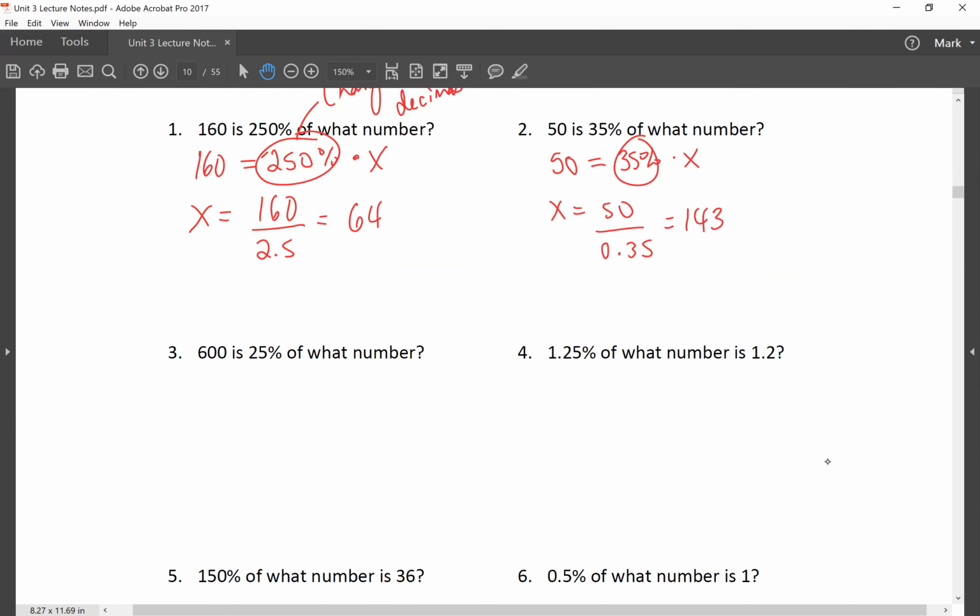Number 4 says 1.25% of, which means multiply, what number is 1.2? I like this one. It creates a very simple equation. So x is going to be 1.2 divided by, now 1.25% would be 0.00125. And that's it.